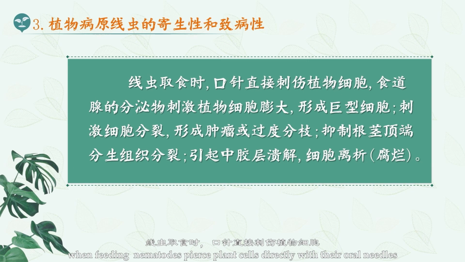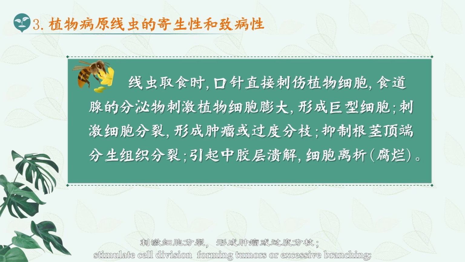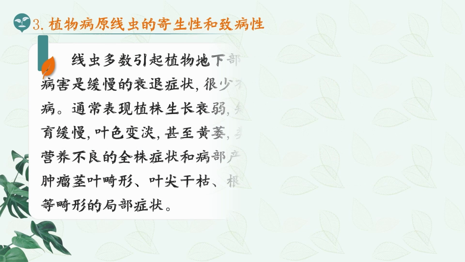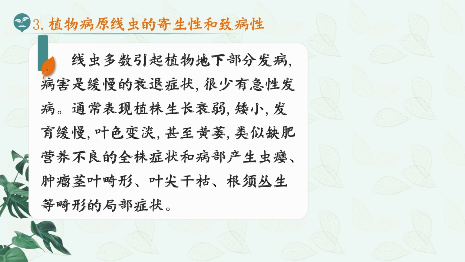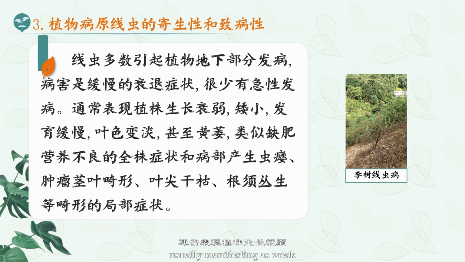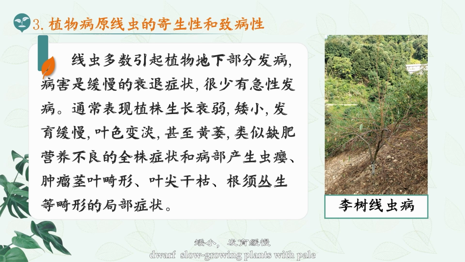When feeding, nematodes pierce plant cells directly with their oral needles, stimulate cell division, forming tumors or excessive branching, inhibit division of the apical meristem of the rootstock, cause collapse of the mesocosm layer, and cell dissociation, rot. Most nematodes cause disease in the below-ground parts of plants, usually manifesting as weak, dwarf, slow-growing plants with pale, even yellowing leaves.